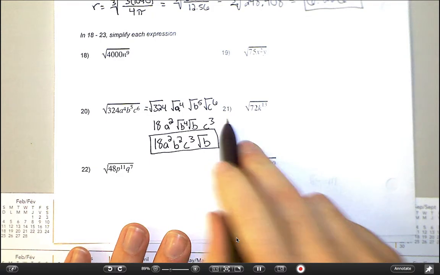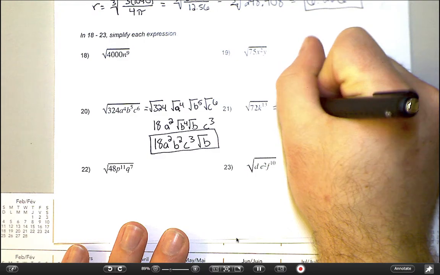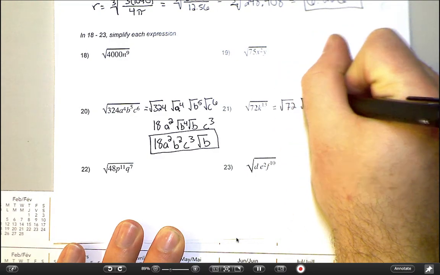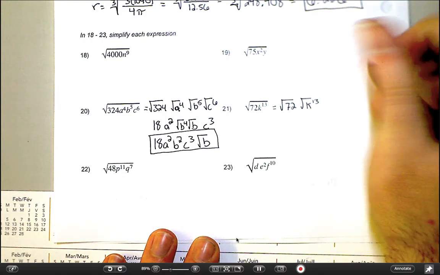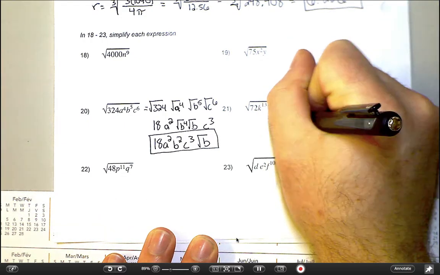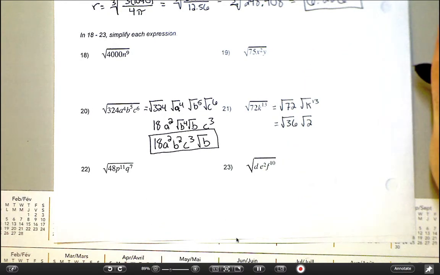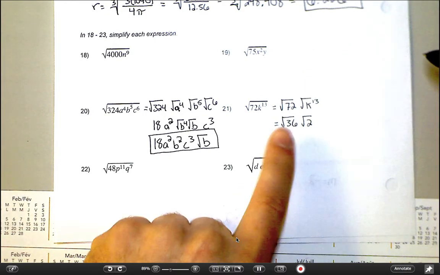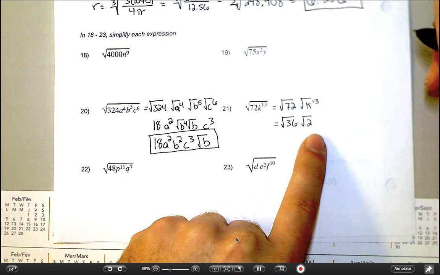The final one I'm going to do here is number 21. So number 21, we're going to take the square root of 72, and we're going to take the square root of k to the 13th. Okay, we're going to do those two separately. So the square root of 72 I can split apart. The number that we're going to want to use there is 36 and 2. Okay, 36 times 2 gets us to the 72. 36 is nice because it is a perfect square. I can take the square root of that, which is what we'll do in the next line.